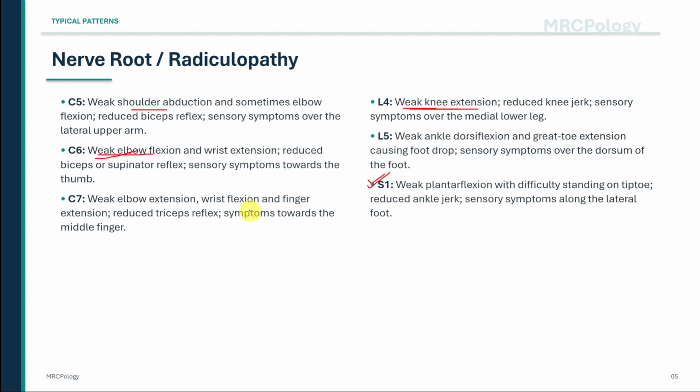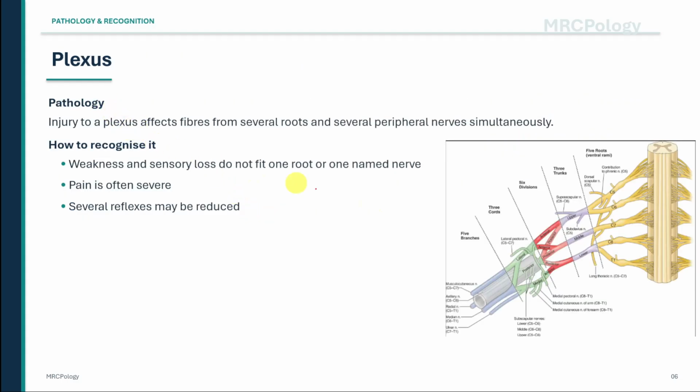We now move to the plexus. A plexus contains fibers from several spinal roots that are being redistributed into several peripheral nerves.